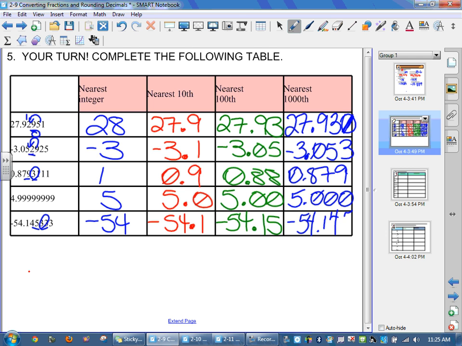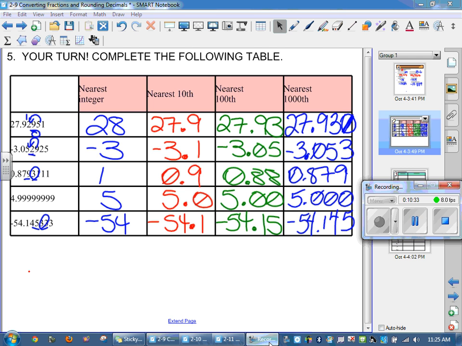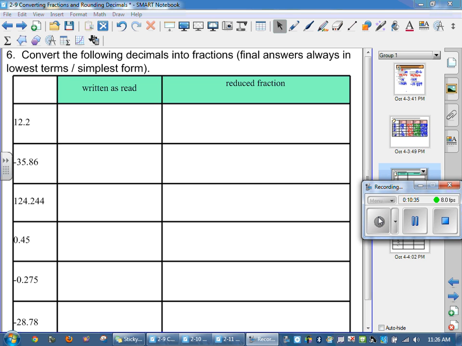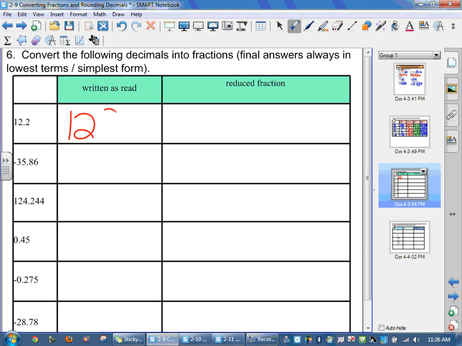All right, this one here is saying write as we read it. Okay, well, we're going to read the number 12.2 as 12 and 2/10. So that would be 12 and 2 over 10. Okay, now we have to put it to a reduced fraction. Why is it 2 over 10? Who knows? It's 2 and it's the 10th spot. Okay, it's the 10th spot.